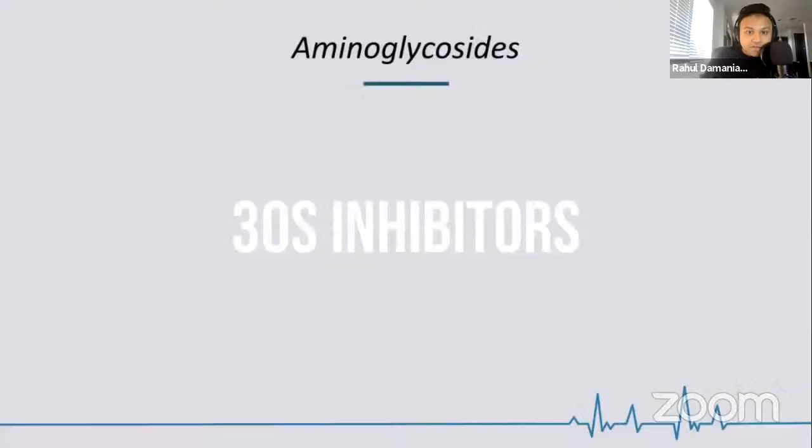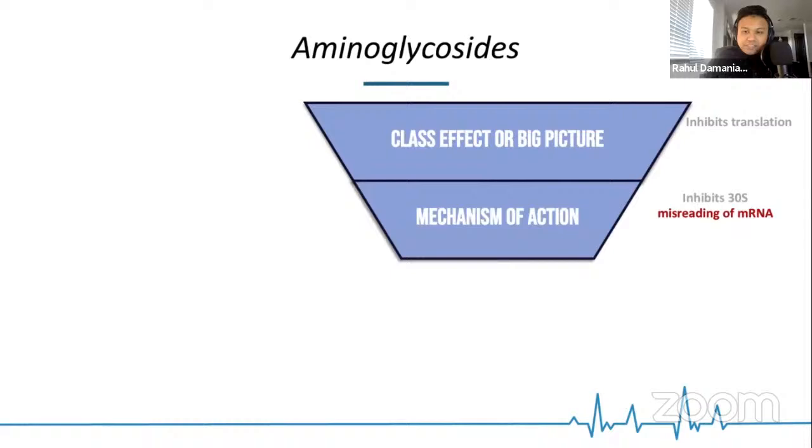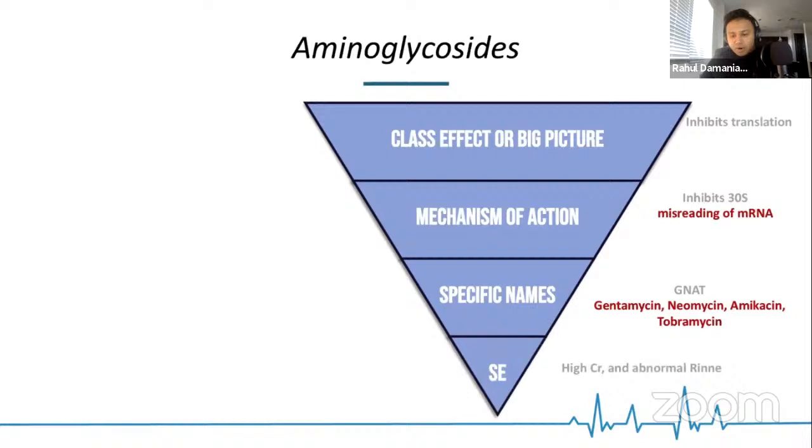We have our aminoglycosides. The aminoglycosides, because they inhibit 30S, inhibit translation. That's the big picture. The mechanism of action is the fact that they cause misreading of mRNA. The specific names are going to be the mean gnats, those little flies: gentamicin, neomycin, amikacin, tobramycin. And remember that they are going to be very nephrotoxic.